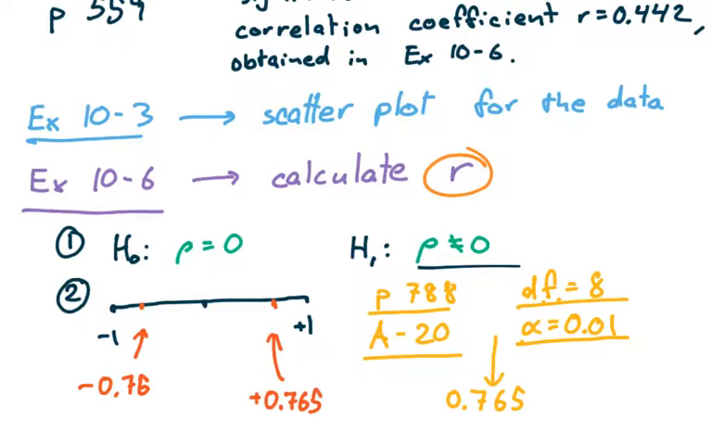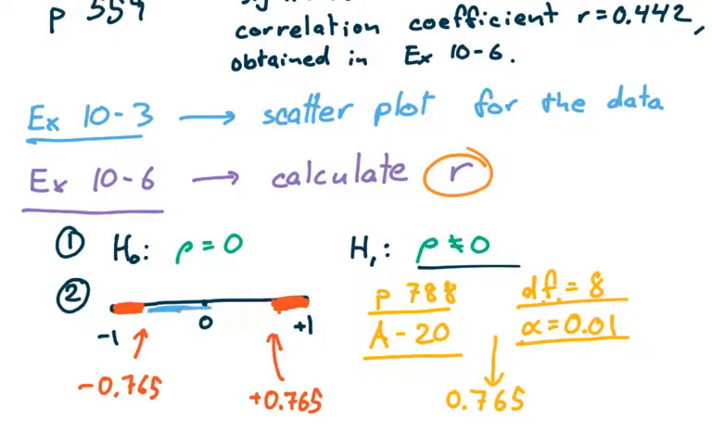Since this is a two-tailed test, we have two rejection zones over here. This is a rejection, right? And over here in this region, we would reject the null hypothesis. Okay, and here's 0 in the middle. So essentially, it's kind of like this.